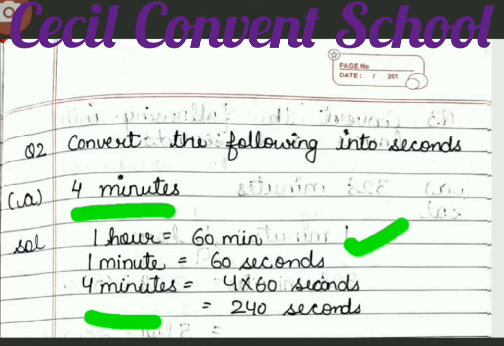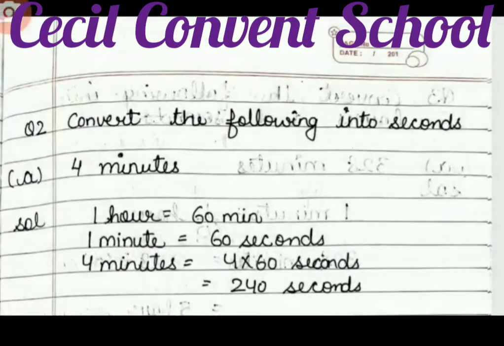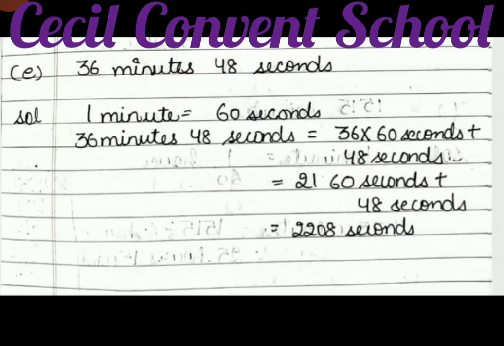Many is any number, 4 is a number. So what do you do? 4 you have to multiply by 60. When you multiply 4 with 60, you have to multiply 4 with 6 only, and 0 you will put at the end. So 4 6s are 24. So answer will be 240 seconds because 4 60s are 240. Clear this thing? Now we do E part.